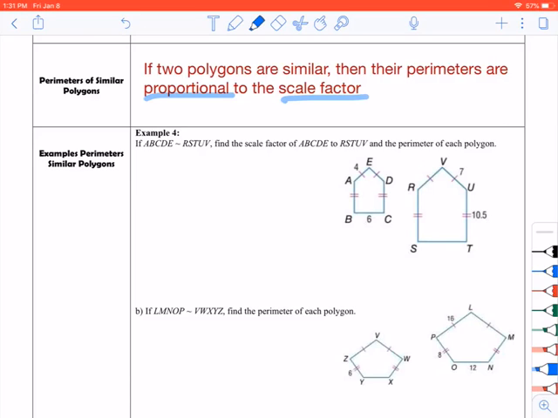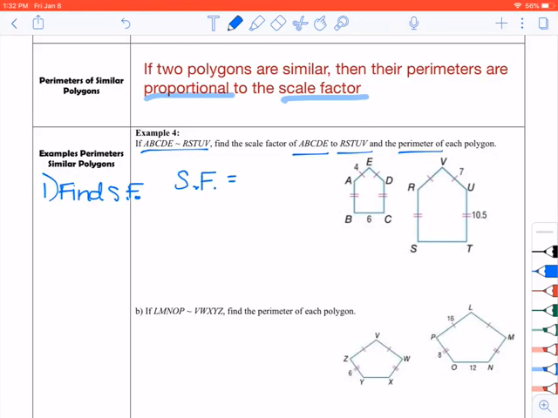So in example 4, we have ABCDE is similar to RSTUV. We want to find the scale factor of ABCDE to RSTUV because, just like when solving for the sides, I need the scale factor first in order to find the perimeter. So our first step, remember, is to find the scale factor. And this one specified the order it wants the scale factor in. It wanted from ABCDE, so the first one, to the second one.